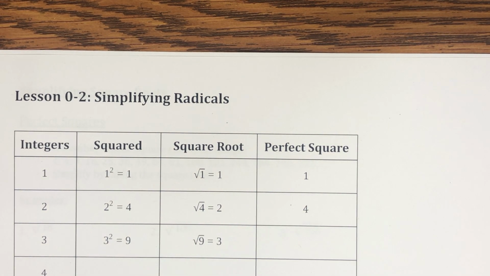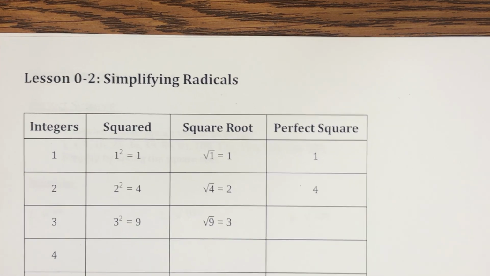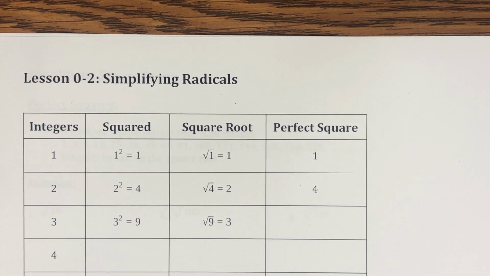All right, Mr. Ahmed here working on lesson 0-2, which involves simplifying radicals. Before we actually get into simplifying a radical, we're going to talk about numbers being squared and taking the square root of those numbers, and then also what a perfect square is.